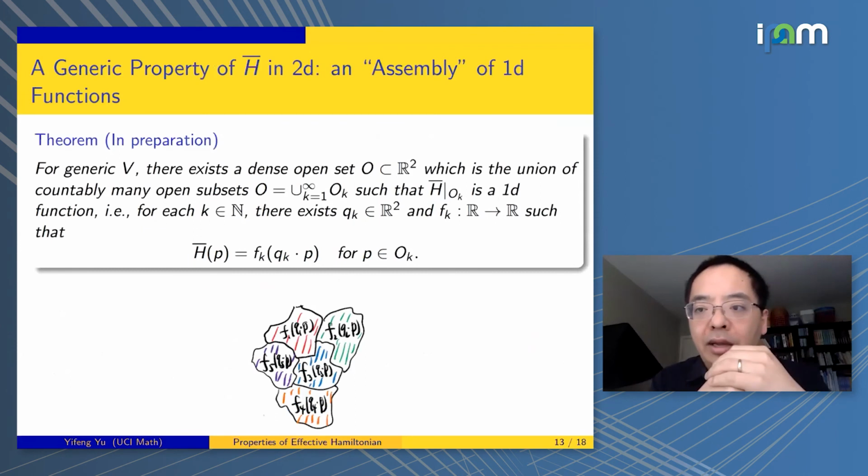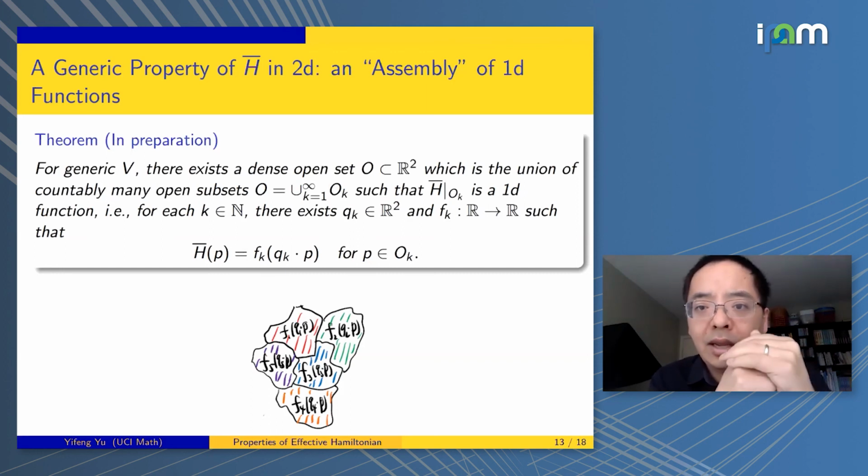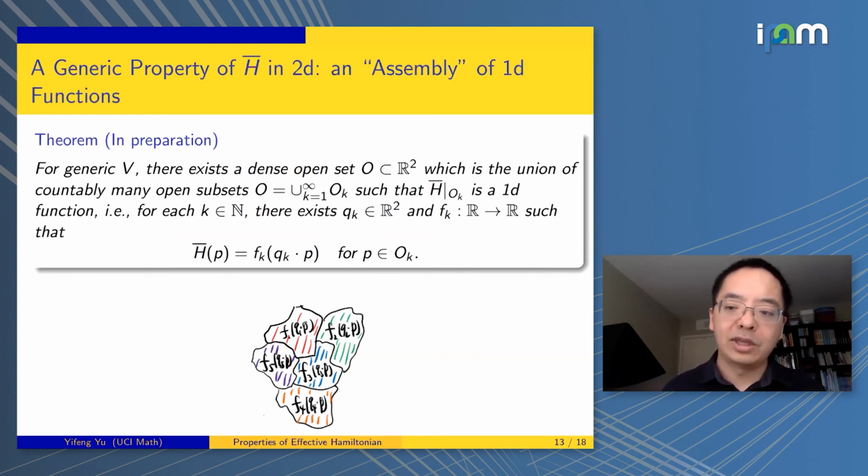So basically, this provides a description of how the 2D effective Hamiltonian looks like. We can say, typically, it's just a puzzle that is made up of 1D functions. So this is a precise statement. For generic V, you are able to find a dense open set on the plane, such that this dense open set is the union of disjoint open subsets, such that within each small open set, this H bar is a 1D function. So this means it only depends on the dot product.